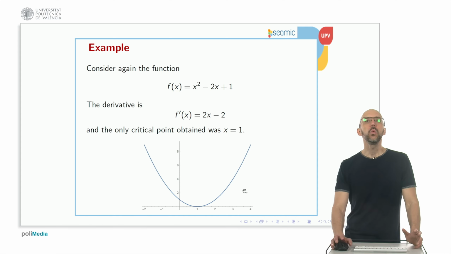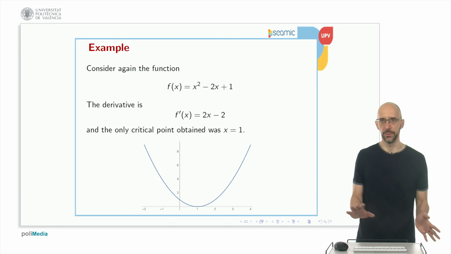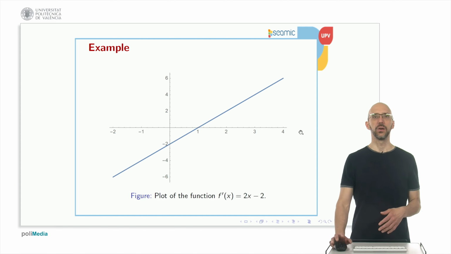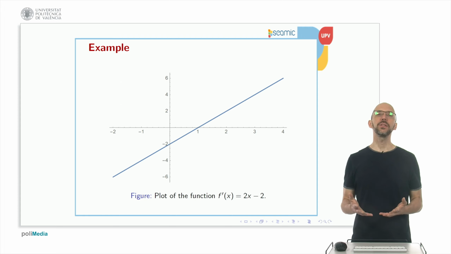Okay, but how do we know? How can we prove that this is a local minimum, or a global minimum? In this case, local minimum is the answer. Okay. Let's see. Let's plot the derivative.